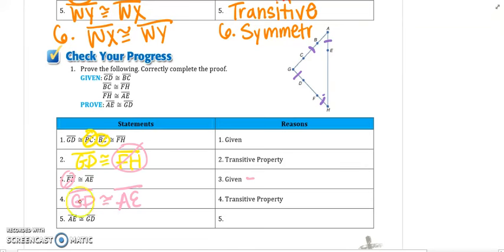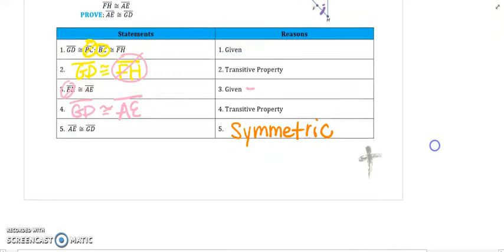And then this is not how it wanted it. It wanted it like this. So again, I need to swap it with my symmetric property. Hopefully you got that all right, no problem. Great job. And we're done for the day.